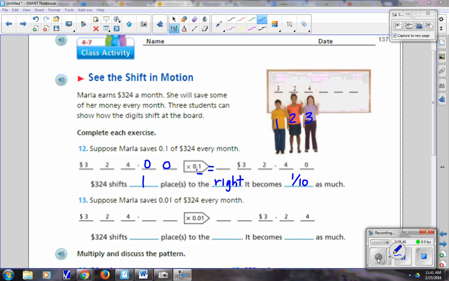Suppose Maria saves 1/100th of her $324 every month. First of all, I want you to think of something. What's 1/100th of 300? Tell me in dollar bills. If I had $100, what would 100th be? One what? $1, right? So Maria has $324. What would 100th be? $3 and something, right? 24 cents. Are you seeing what you did there? So the technical thing that you did is 324 shifts 2 places when you do 100ths to the right. It becomes 100th as much. I think you're getting it.